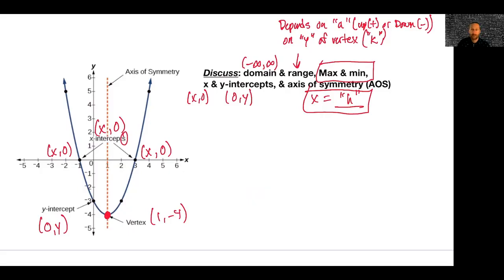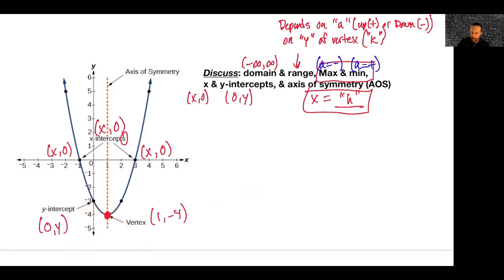So what is the maximum or minimum going to depend on? Obviously the vertex, but also the direction. If it's facing up, it will go up forever, which means we will have a low point, a minimum. So again, that depends on the a. You will have a minimum when a is positive, going up. You will have a maximum when your a is negative or going down, because then if it's going in the negative direction, you will have a high point or maximum.